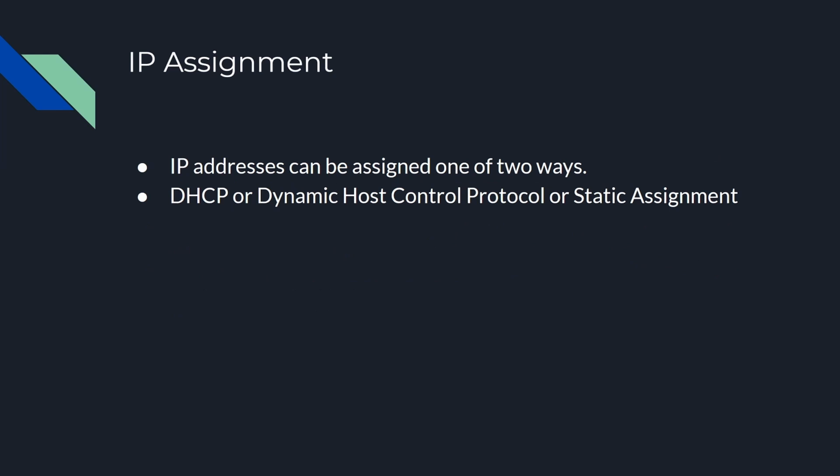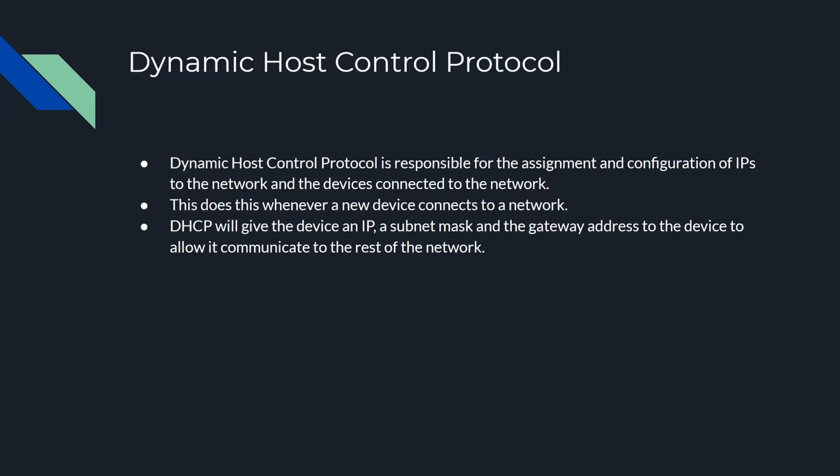IP assignment. IP addresses can be assigned in one of 2 ways: DHCP, or Dynamic Host Control Protocol, or static assignment. DHCP is a network protocol that is used to automate the assignment and configuration of IPs. This allows the connecting device to communicate and use services on a network. So whenever you connect to a network with DHCP assignment, the router or access point you are connecting to will give the device an IP address automatically.